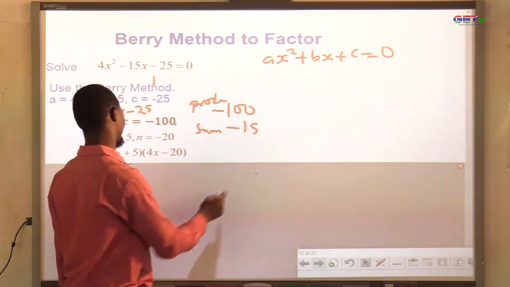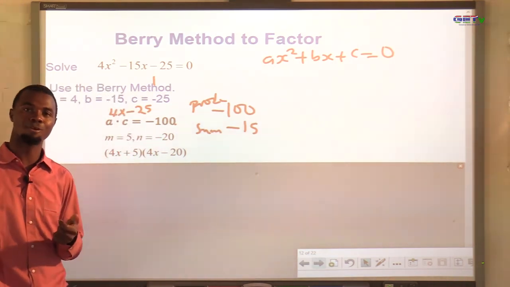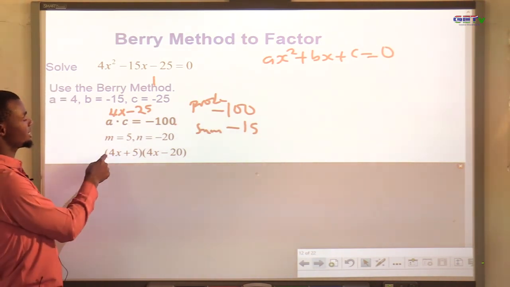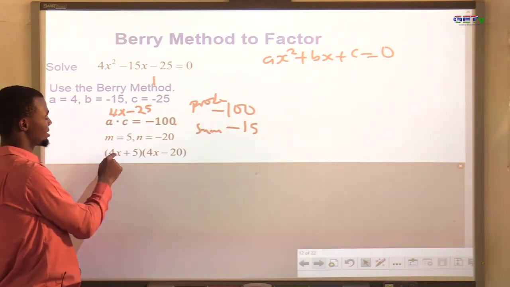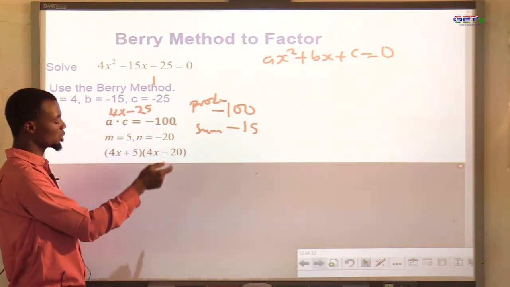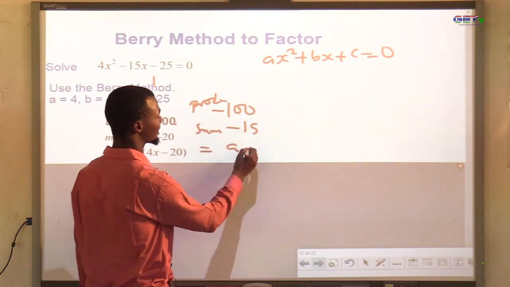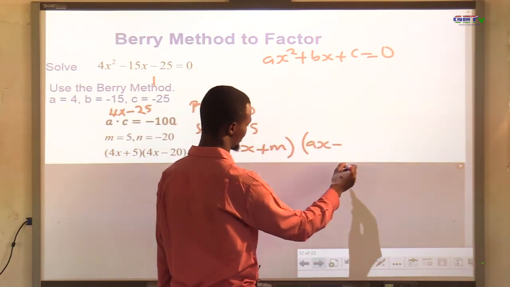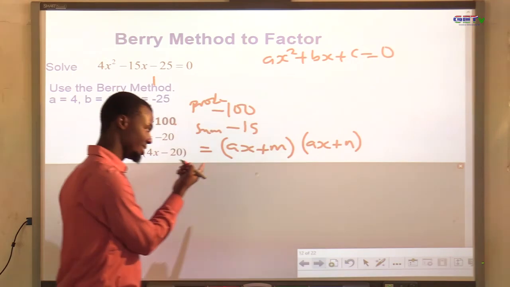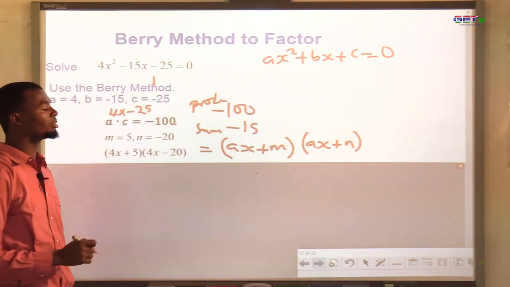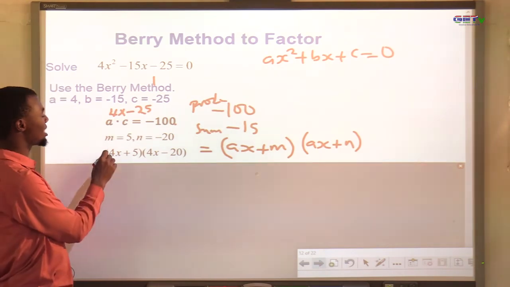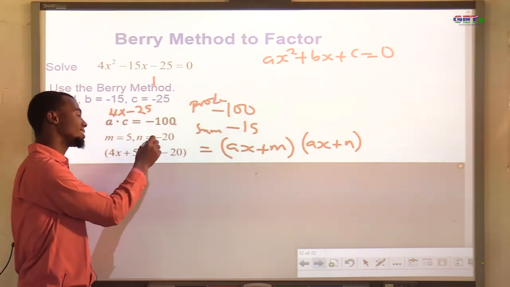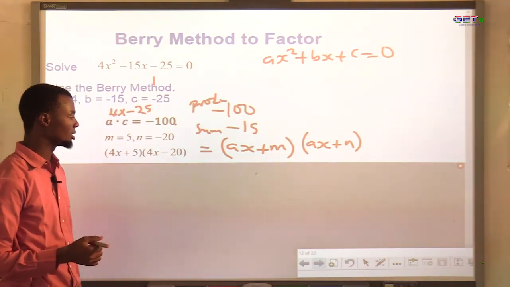The next step, ax plus m and ax plus n. A is 4. Then you have 4x there. Let me just write these steps down. ax plus m, ax plus n. This is the third step. So your a is 4, and the equation is in x. So this is why you have 4x plus 5, your m is 5. And your n is negative 20. So your n is negative, that is why you will have 4x minus 20.